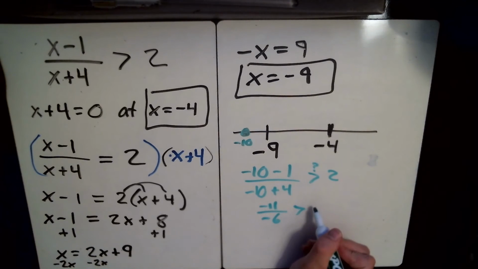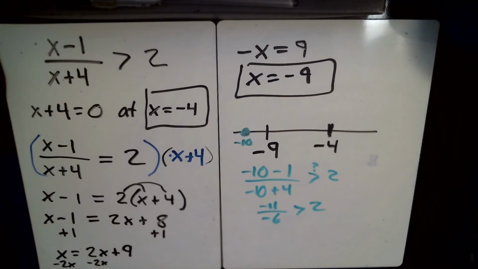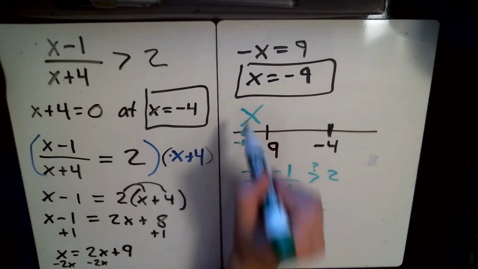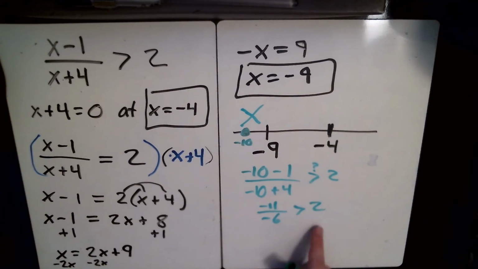Is that greater than 2? Well, you could throw that in the calculator. It is positive, but it's not bigger than 2 because 12 is 6 times 2. So you'd need this to be at least 12 in order for this to work. So that's not going to work over there.